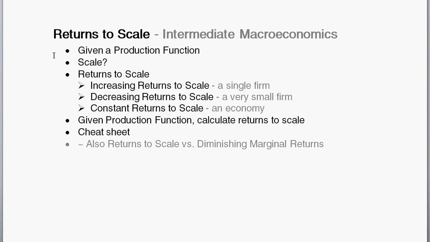I'll discuss the production function and exactly what we mean by returns and scale and returns to scale. Then we'll talk about the three types of returns to scale: increasing, decreasing, and constant. Hopefully at that point you understand the difference between the three. Then I'll show you how, given a production function, you can calculate what type of returns to scale it is, which is a fairly typical question you'll get early on in an intro or intermediate macro course.